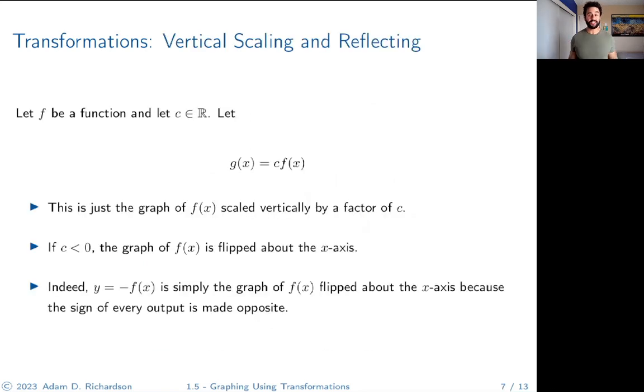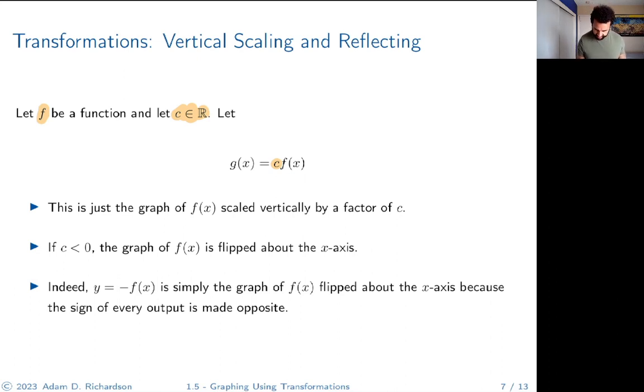Okay, so that's pretty much it for translations. We'll explore the sine function and the cosine function in the next section. But now let's take a look at vertical scaling and reflecting. So the setup is the same as before. We're going to start with a function f and a constant c, a real number c. And now we're going to look at what happens when we take f and multiply the outputs by c.